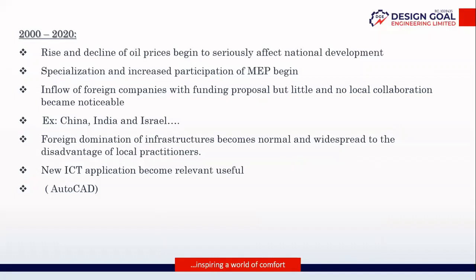Of course, this did not limit the influx of foreign companies with funding proposals, but with little or no local collaboration becoming noticeable, like the design of the Nigerian railway rehabilitation being done by the Chinese. The ports were being rehabilitated by foreigners, and so many other aspects of the economy. India and Israel were doing a lot of projects. So foreign domination of our infrastructure became normal and widespread. This is a disadvantage to local practitioners.